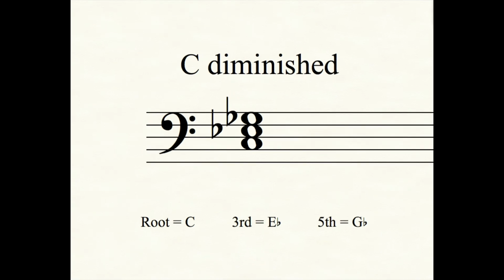Next, we have a diminished triad. And in our previous triad, we had lowered the third scale degree to create a minor. This time, for this triad, we're going to keep that lowered third, but we're also going to lower the fifth scale degree as well. So now we have C on the root. The third is E flat, and the fifth is G flat. And together, those notes sound like this.